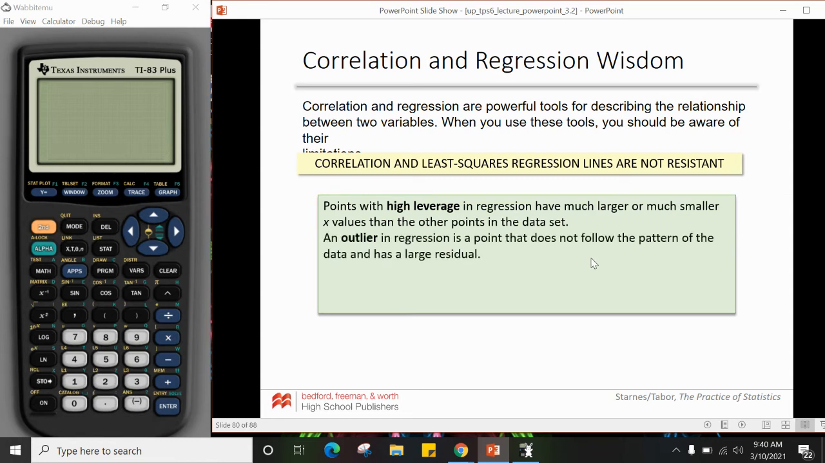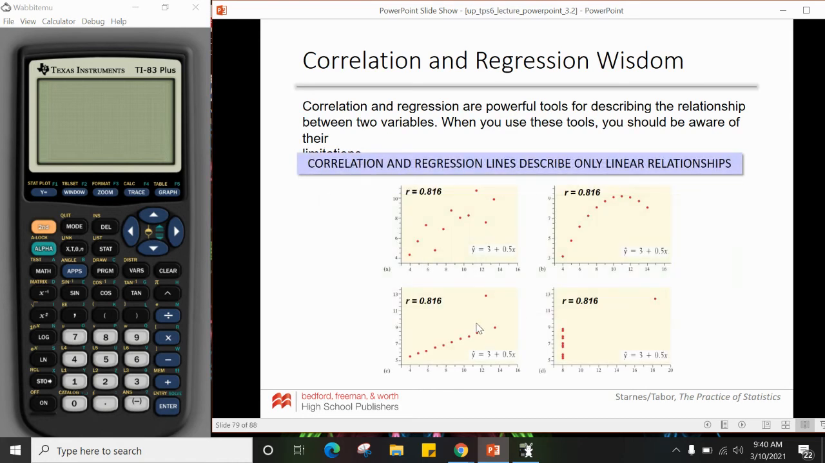An outlier in regression is a point that doesn't follow the pattern of the data and has a large residual. Basically, it's a very, very large residual. Looking back at these values, this point right here is going to be an outlier because it has a very large residual. It's not very far away from all the other data. It just has a very large residual, so it's going to be an outlier.